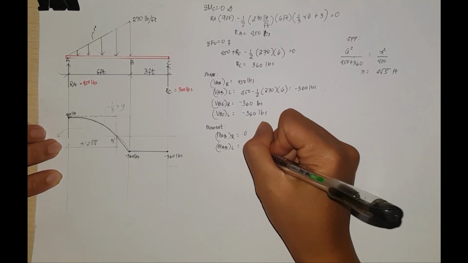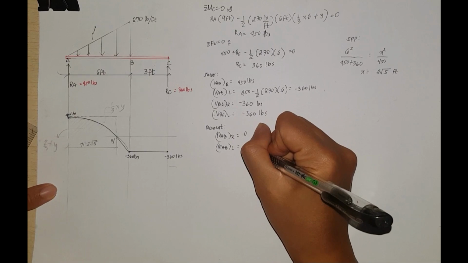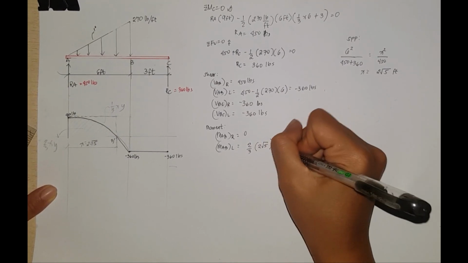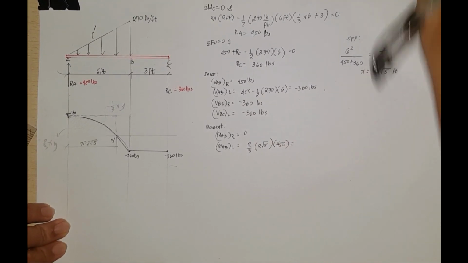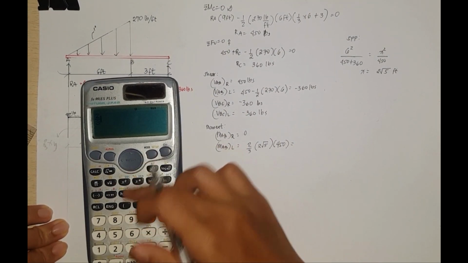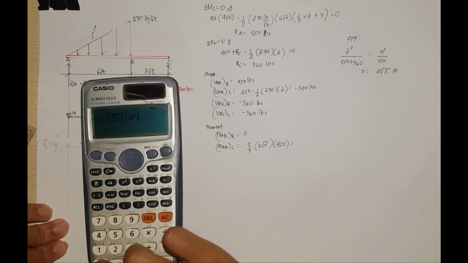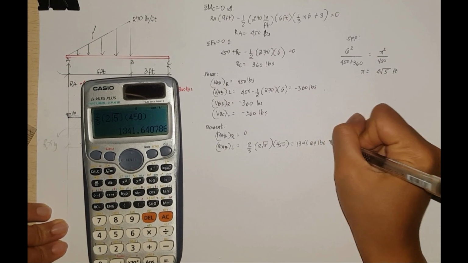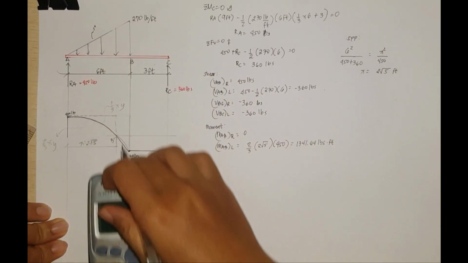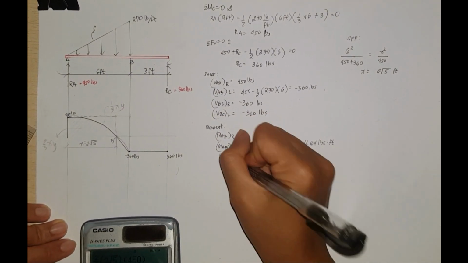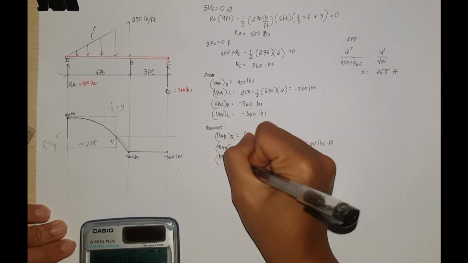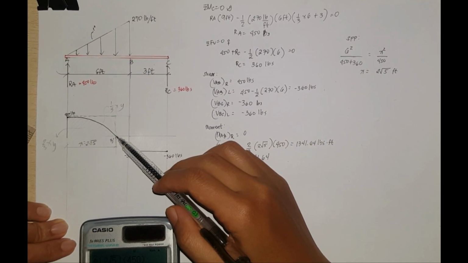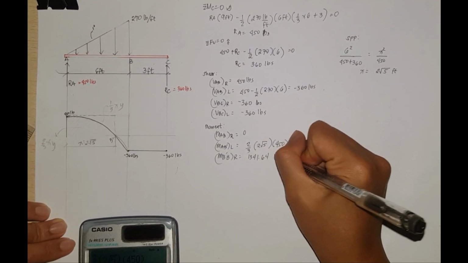So, we have kung area nito, so we have 2/3 of 2 square root of 5 multiplied by 450 pounds. So, it is equal to 1,341.64 pounds foot. And then next segment, we have B prime B. So we have 1,341.64. Is there any moment at this part? So wala. So magre-retain yan.